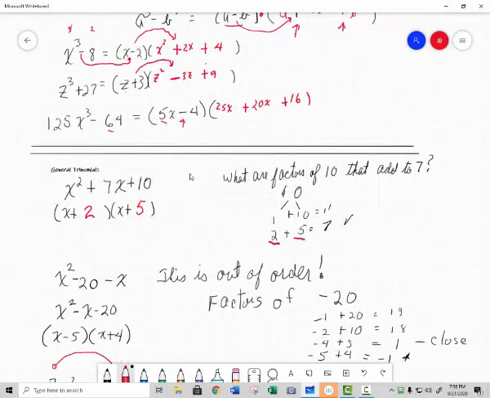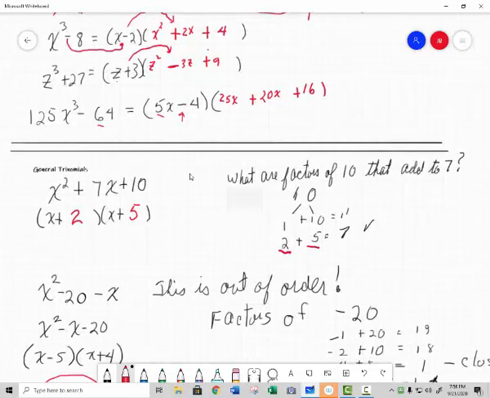Well, the first factor pair I can come up with is 1 times 10. But 1 plus 10 turns out to be 11. That's not what I want. 2 times 5 is 10, and if I add 2 plus 5, I'll get 7. So I'm going to take these two numbers. I want to put in positive 2 here, positive 5 here.